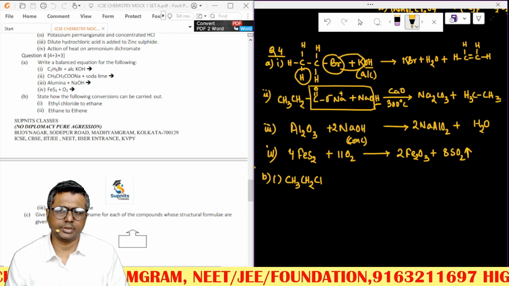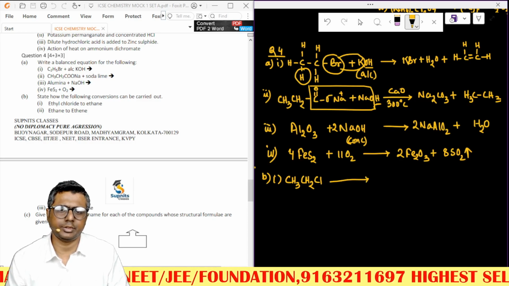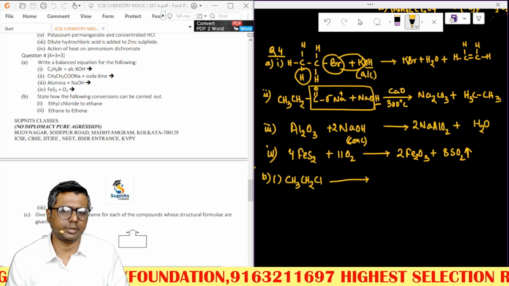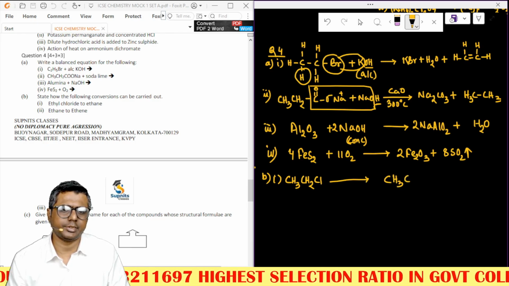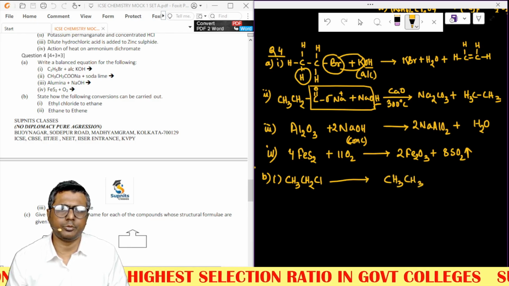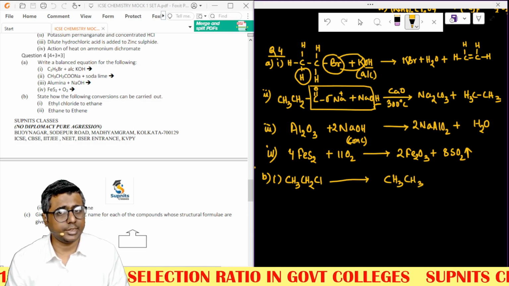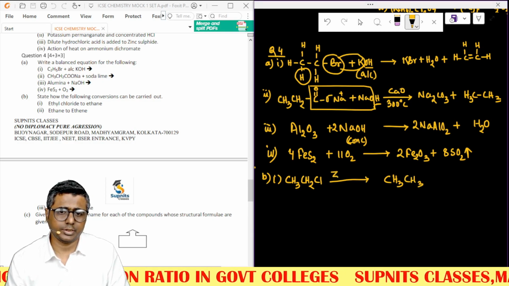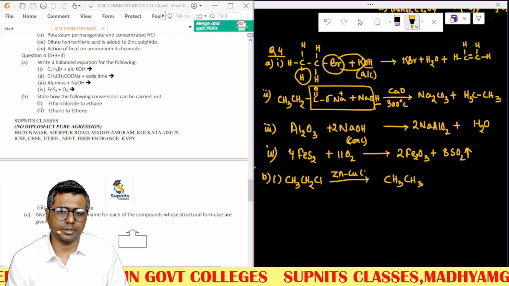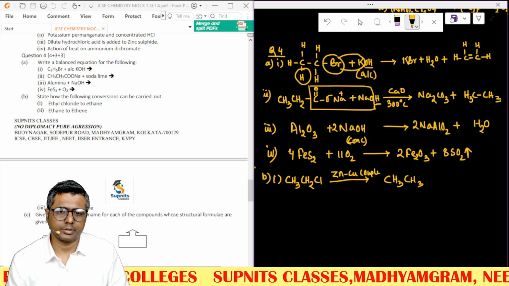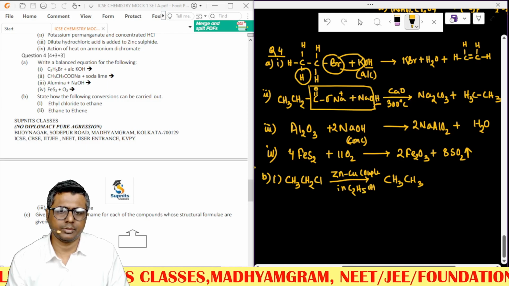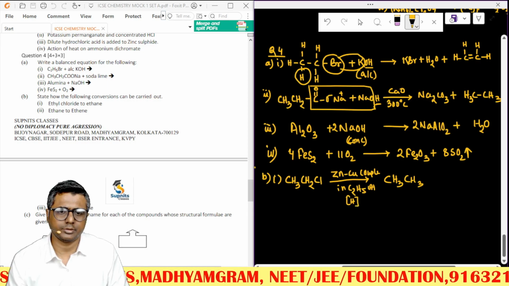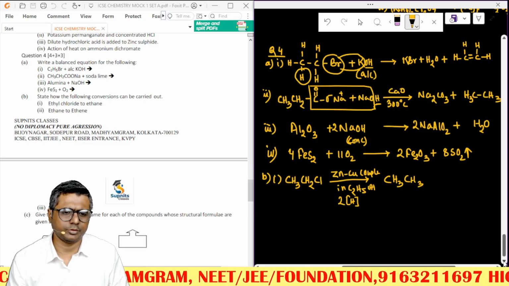Okay. So first you just write it this way: CH3CH2Cl. From there you have to get ethane. That ethane is CH3CH3. That means you have to take out chlorine, put in hydrogen, which is nothing but reduction. So you can just give Zn copper couple in ethanol, which will give you nascent hydrogen and which will do the job whatever you require.